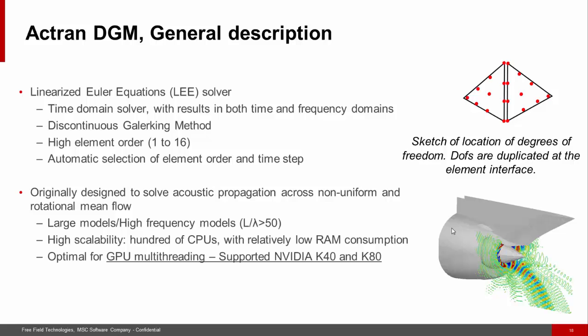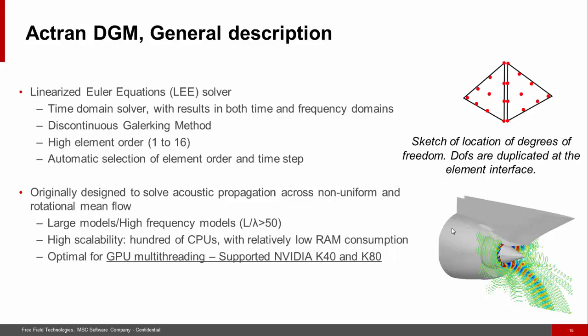So what is Actran DGM? Actran DGM is a time domain solver. It solves the linearized Euler equation and it provides results both in time and frequency domains. DGM stands for discontinuous Galerkin method, which combines the highly parallelizable aspect of a finite volume scheme to the accuracy of the finite element technique.